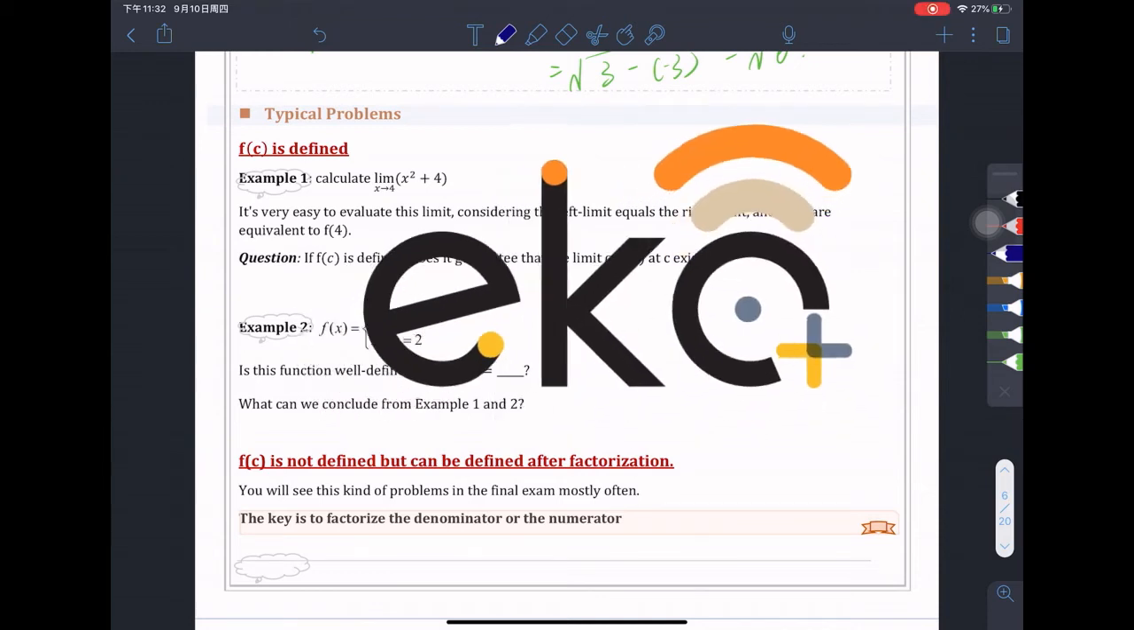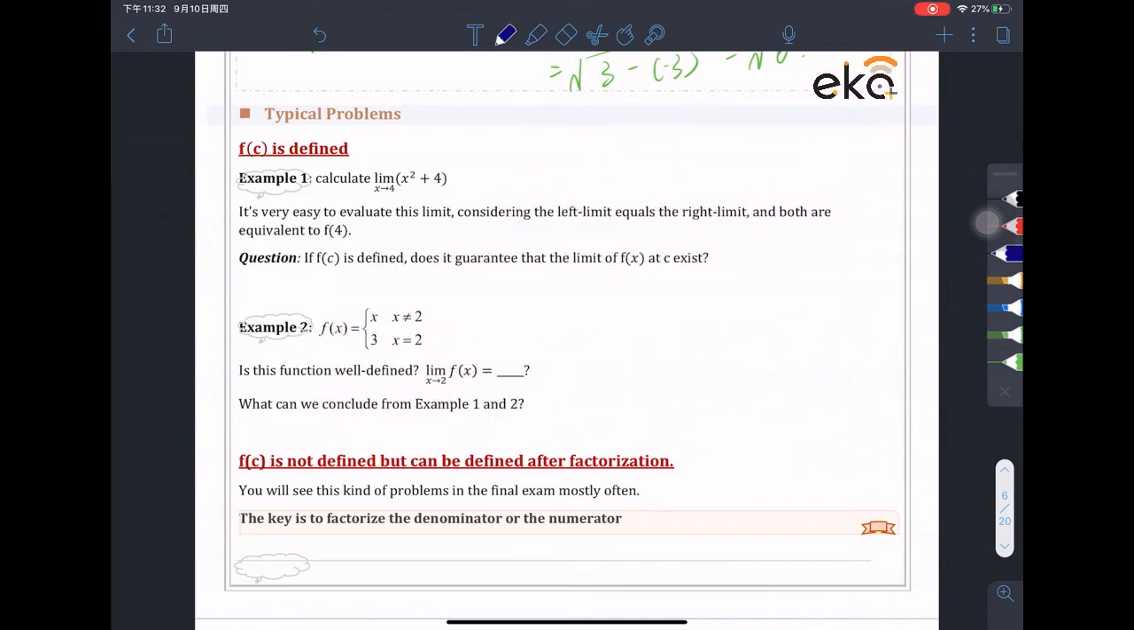Okay, now let's look into some typical problems. When f(c) is defined, for example, calculate the limit of x squared plus 4 when x is approaching 4. So it's really simple. We just plug x equal to 4 into the function, which is 4 squared plus 4, which is 20. Okay.